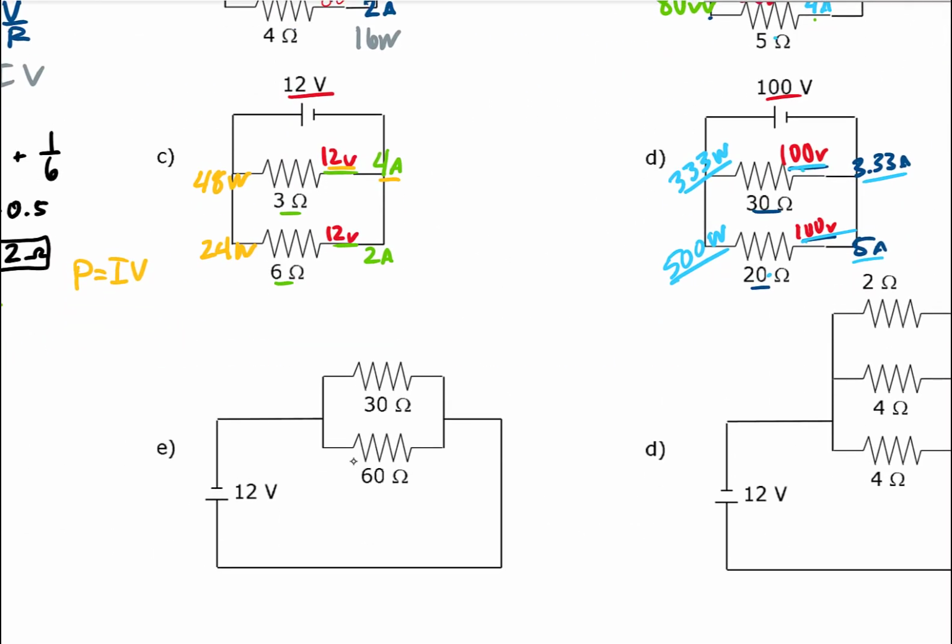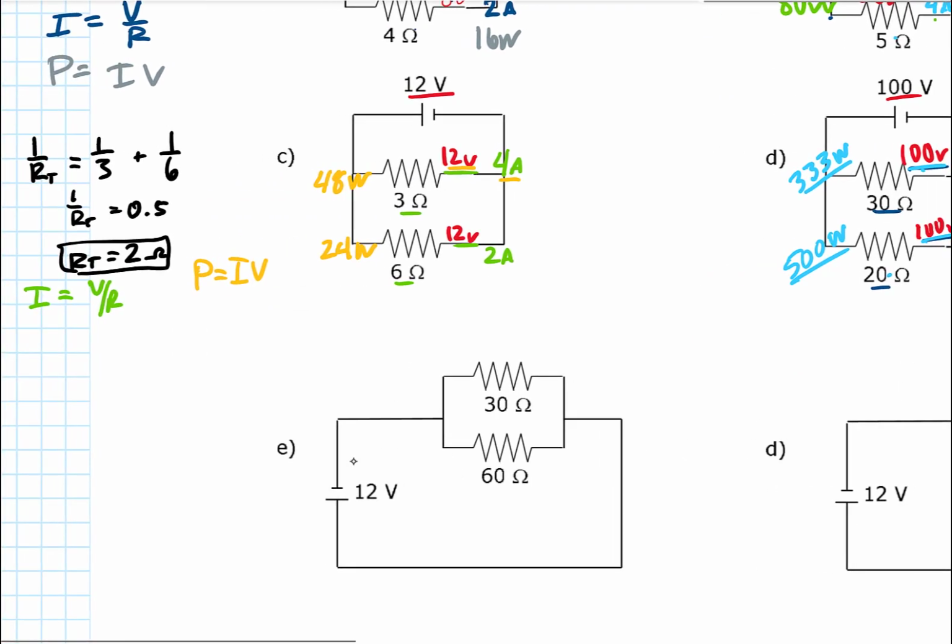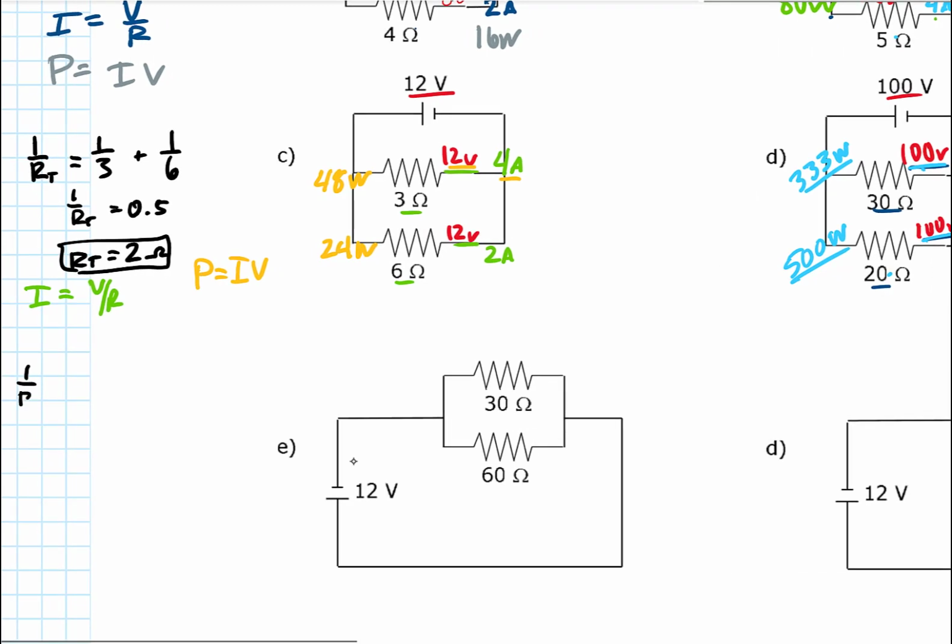Here, it's a different way of drawing things in parallel. They're still in parallel. So we're going to do 1 over R total is 1 over 30 plus 1 over 60.